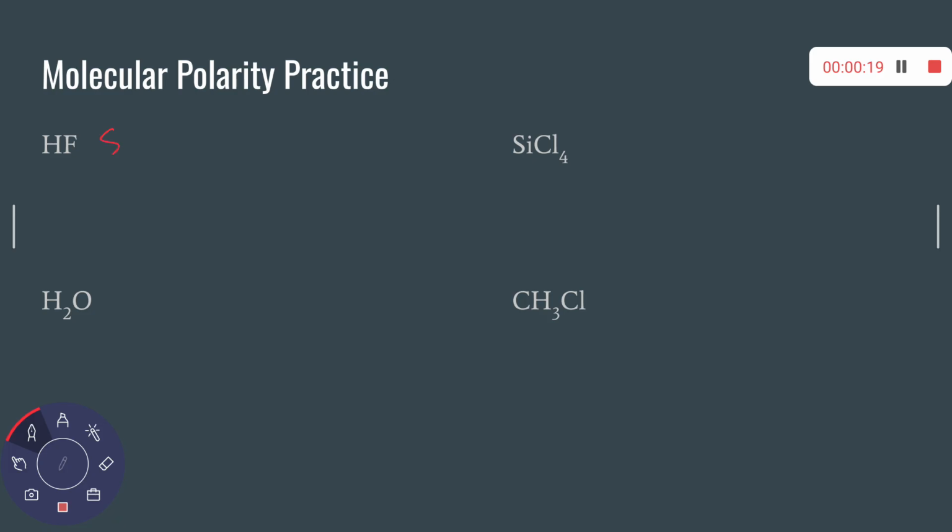Once you total up your valence electrons, you should get 8 valence electrons in your structure, and your Lewis structure should look something like this.